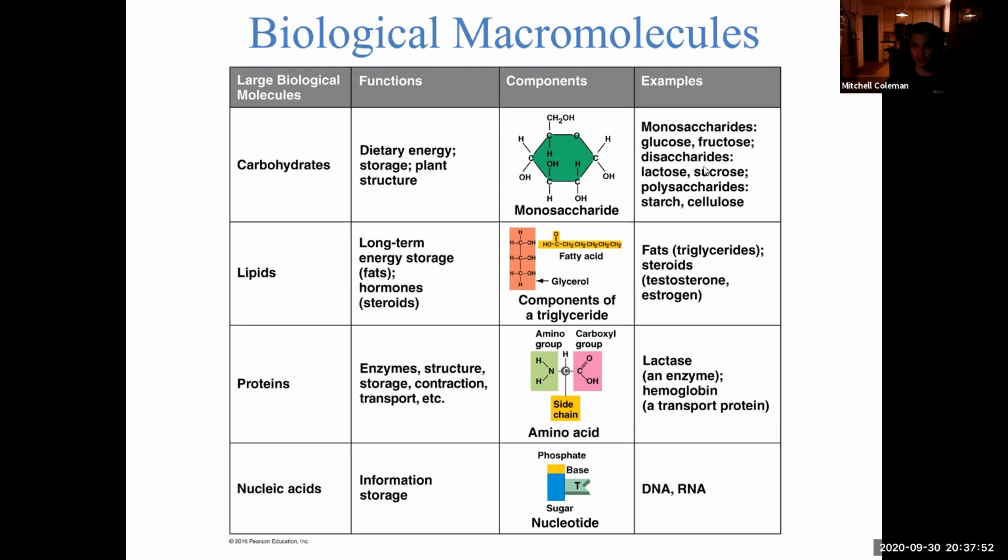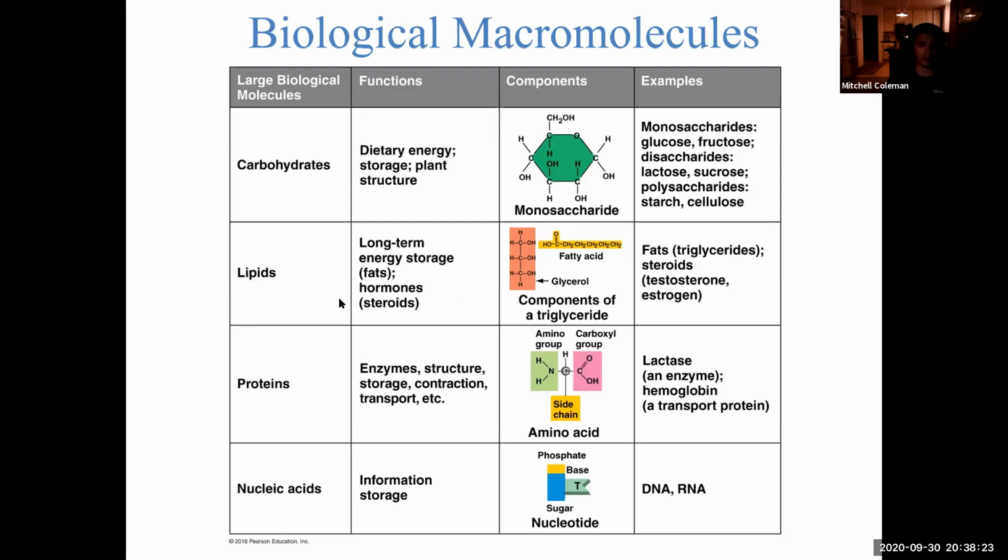Other examples of monosaccharides include things like fructose, which can form long polysaccharide chains called cellulose rather, which are really important for plant structure, for example. Broadly, carbohydrates are important for energy as well as plant structure, among other things. So a pretty important type of biological macromolecule.